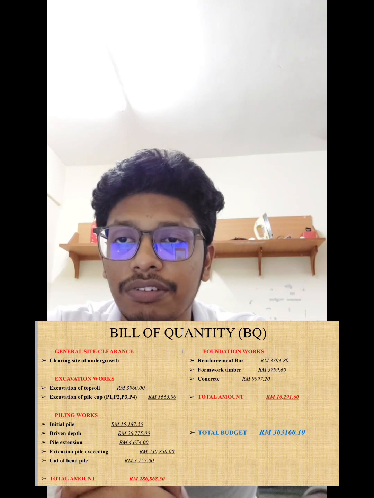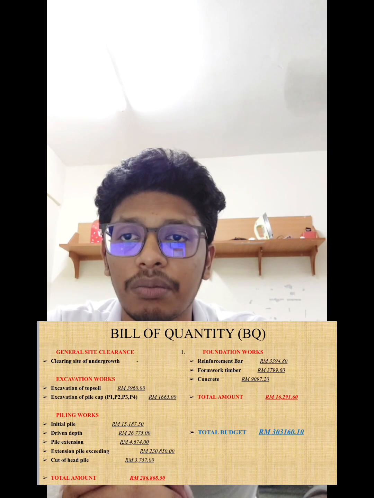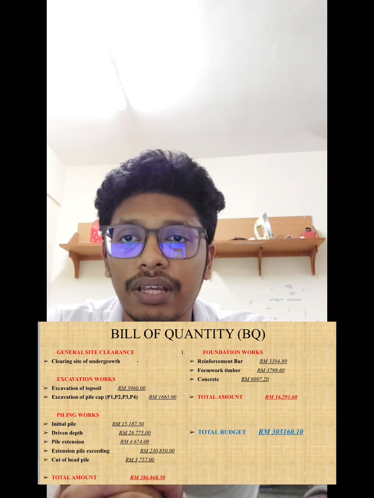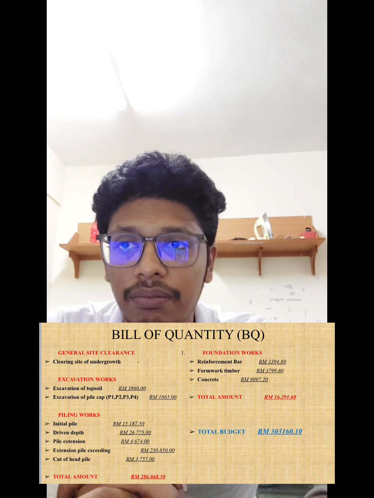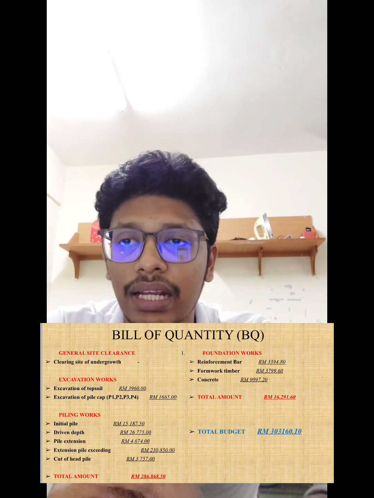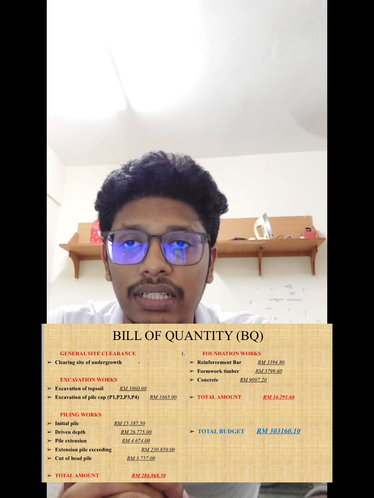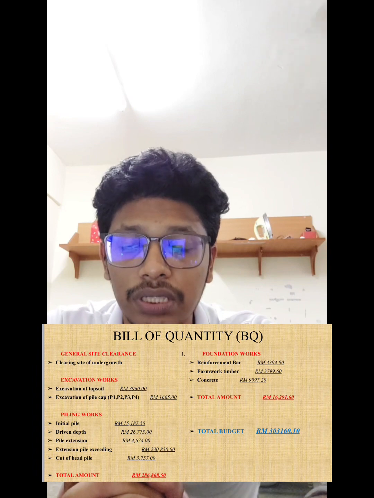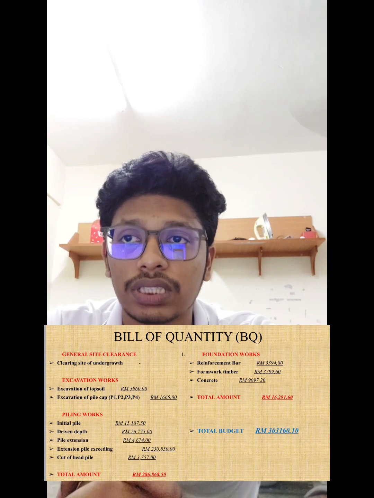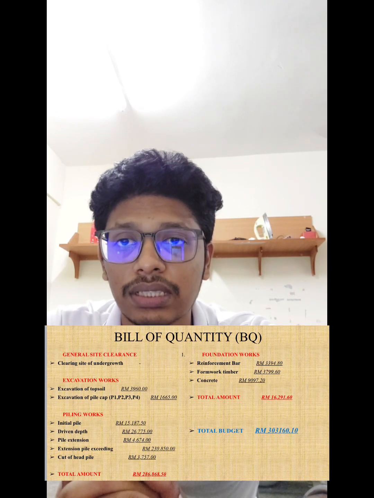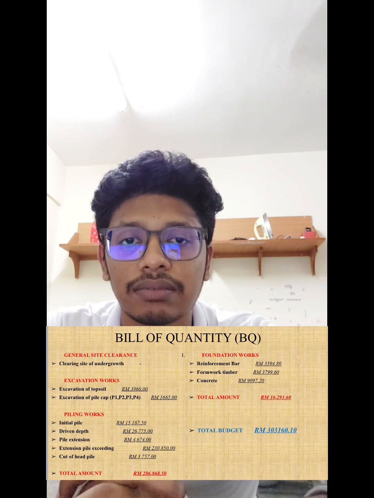For extension pile exceeding 15 meter long, it has 3,375 meter cube with the rate of 68 ringgit and 40 cents per meter cube, and the amount is 230,850 ringgit. For piling works, piling head and cut off pile head, it has 75 meter cube with the rate of 50 ringgit and 10 cents per meter cube, and the amount is 3,757 ringgit. So the total amount for site clearance, excavation and piling works is 286,868 ringgit and 50 cents.